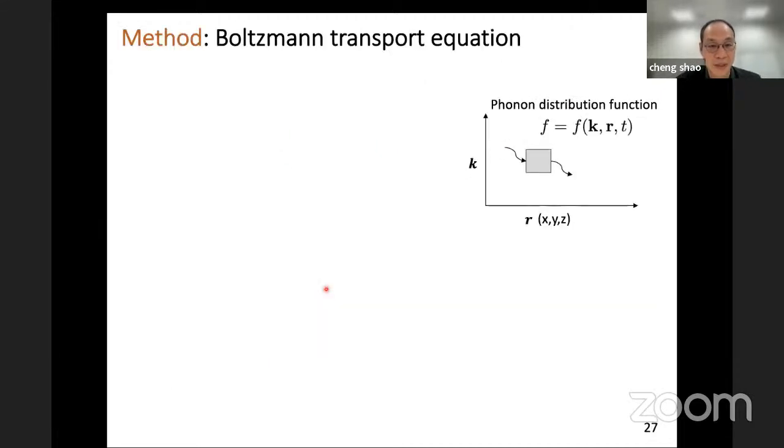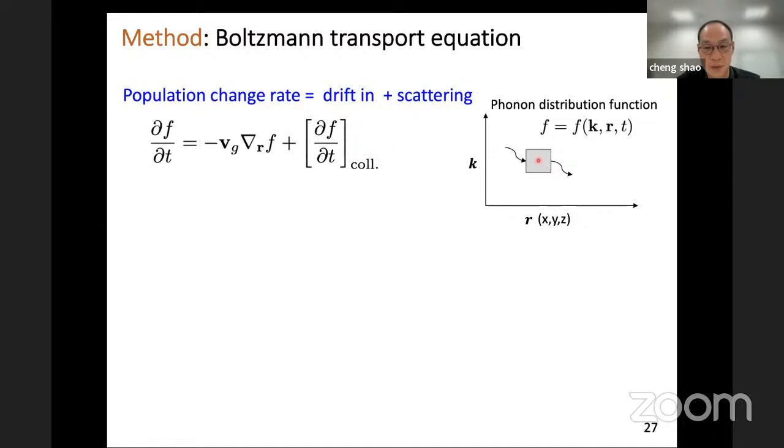After that, I will switch to another commonly used method called the Boltzmann transport equation. In this method, we basically treat each phonon as a particle. So based on the conservation of numbers, the changing rate of the total number of phonon particles in the final box is equal to the number of particles drifting in plus the number of particles scattering in. So basically it's this formula.